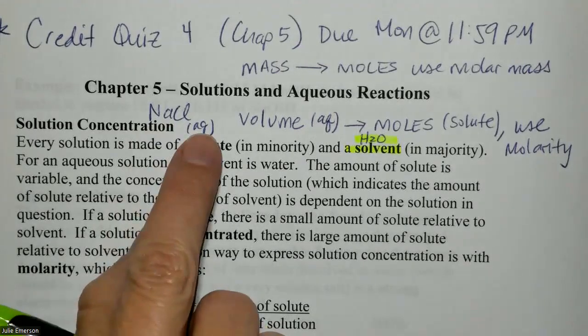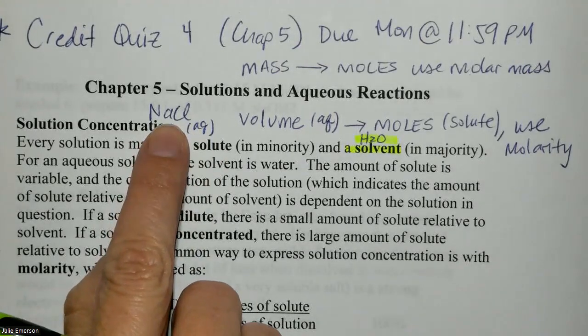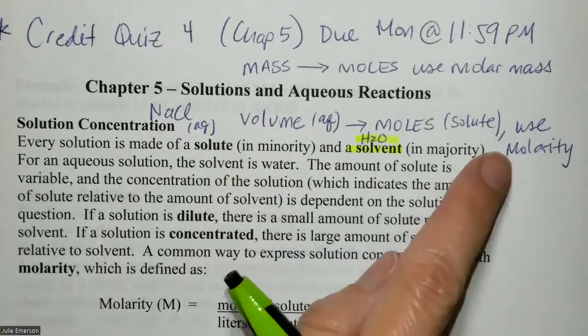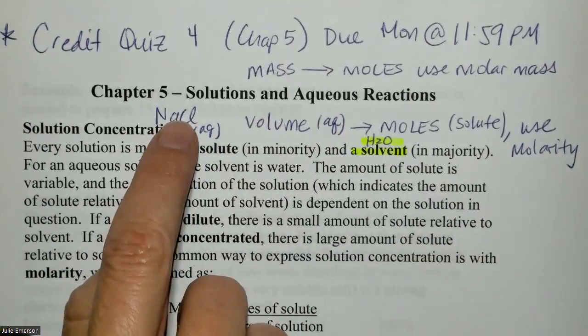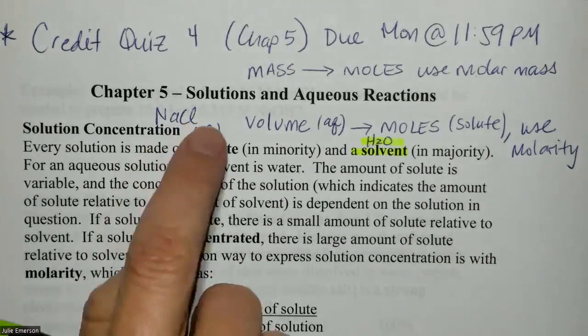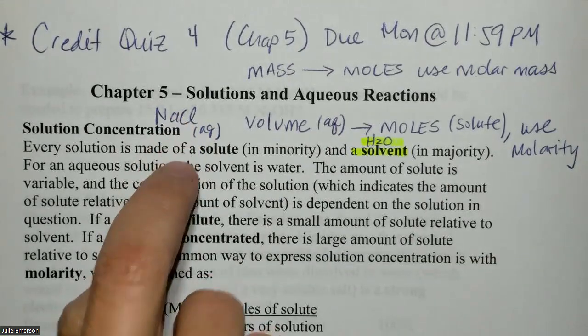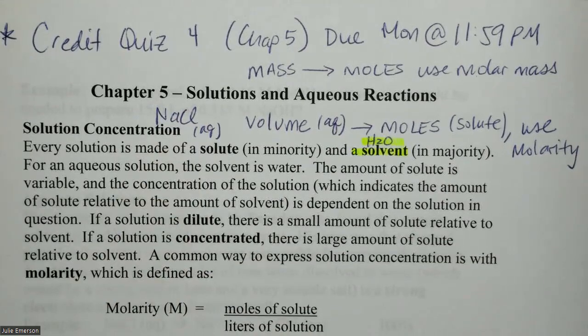And in that solution, the water is the solvent, the sodium chloride is the solute, and molarity, our new conversion factor, would tell us the moles of sodium chloride present in the liter of solution. So for every liter I use, I would know how many moles of sodium chloride I have.